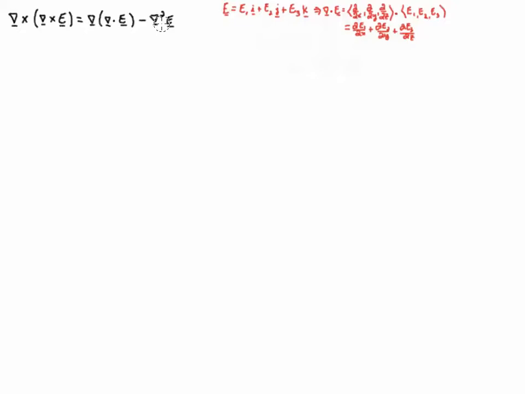You might be used to the Laplacian being a scalar quantity. I'll show you what it means to have the Laplacian of a vector field. In this verification, the vector field E is going to be broken into the components E1, E2, and E3.